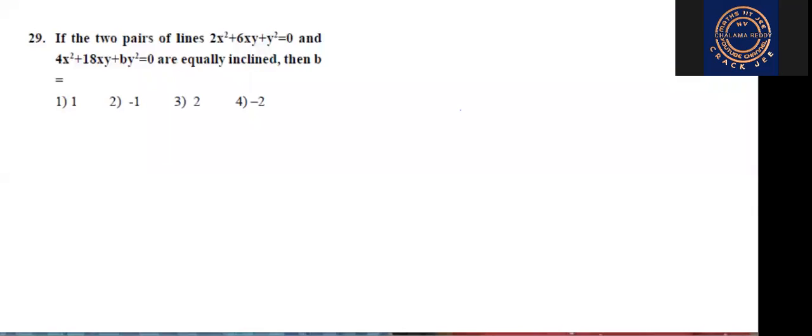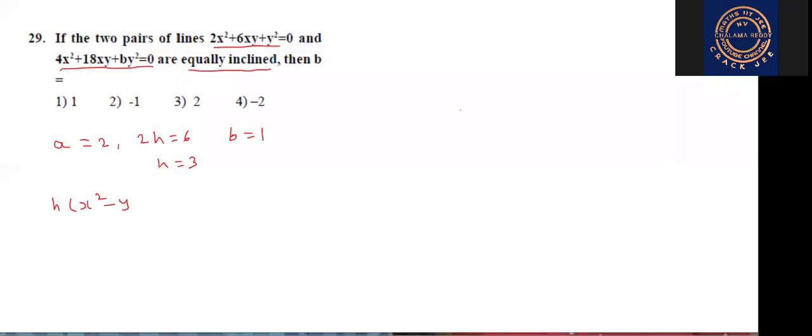If the two pairs of lines 2x square plus 6xy plus y square is equal to 0 and 4x square plus 18xy plus by square is equal to 0 are equally inclined, it means both have the same pair of angular bisector equation. Okay. Now, first observe the first pair of lines. What is the a value? 2. 2h value? 6. h value? 3. b value? 1. Here find the pair of angular bisector equation.